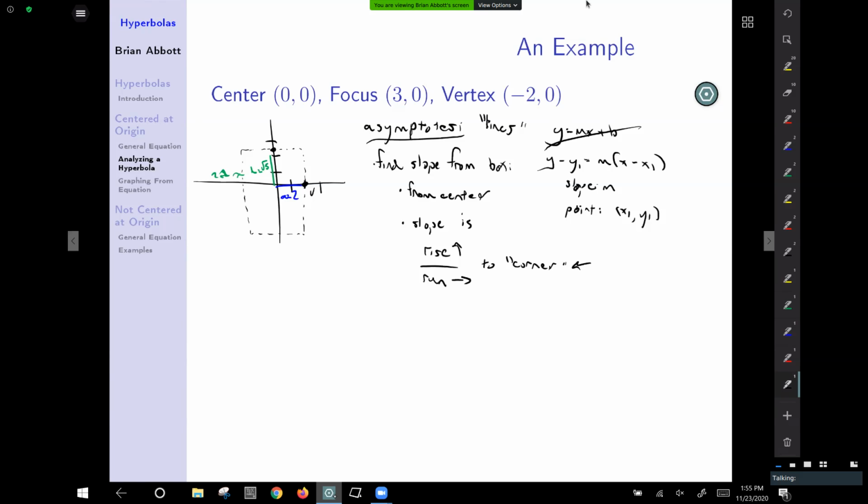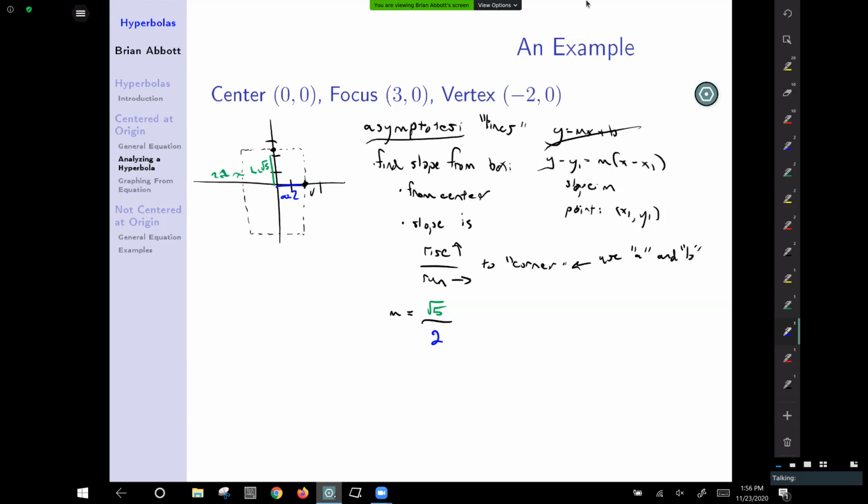To find the rise over run to the corner, we're going to use a and b, because those two things define our vertical change and our horizontal change respectively. So our formula for this one, slope m is equal to rise over run. How much does it rise? It rises root 5. How much does it run? It runs 2. So our slope goes up and over, positive in both directions, root 5 over 2.